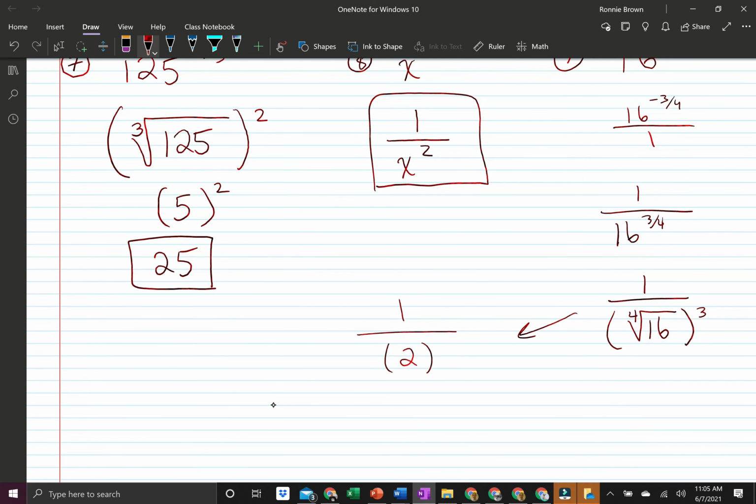2 times 2 is 4, times another 2. 2 times 2 is 4, right? Times another 2 is 8, and then 8 times another 2 gets us the 16. So 2 is our answer for the 4th root of 16, and we still need to raise it to the 3rd power because we do have that 3 on the outside of the parentheses over there. So then we have 1 over 2 to the 3rd power, is 2 times 2 is 4, times that third 2 is 8. So there we have it, 1 over 8.